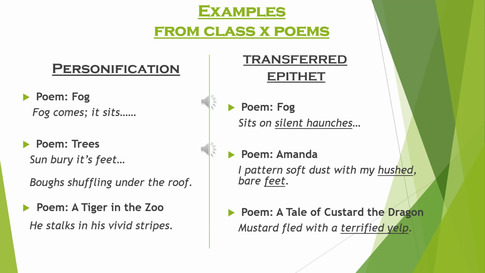Then poem A Tale of Custard the Dragon. Here we have a line, Mustard fled with a terrified yelp. Terrified means scared and yelp means shout. Now the shout, scream cannot be scared. Who is scared? Mustard. Mustard is terrified. But the adjective has been transferred from mustard to yelp. So again it becomes an example of transferred epithet.